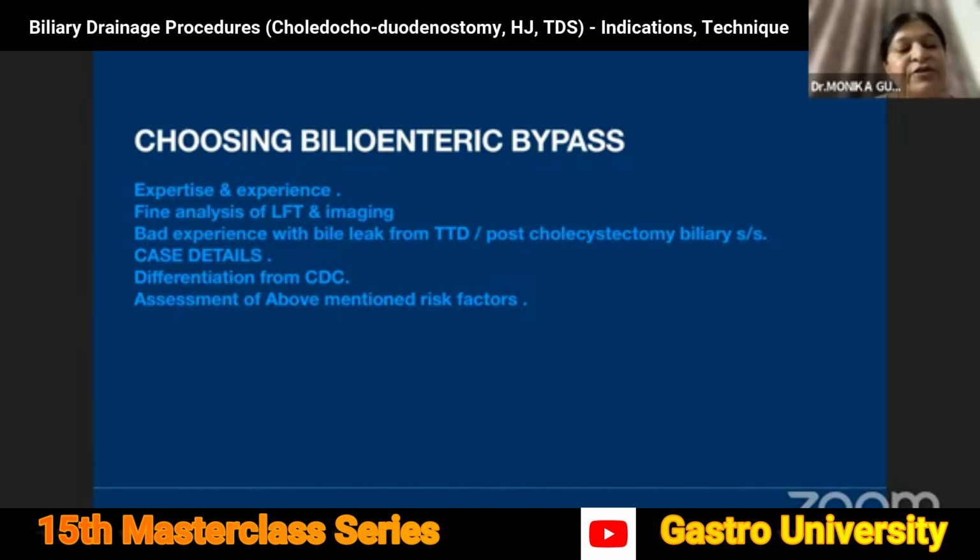One should have good case details, as I said. Differentiation from choledochosis is important. I recently analyzed one article where post-cholecystectomy dilated CBD was the question. So routine dilatation versus choledochosis was the discussion, and definitely stone versus choledochosis is a big discussion in our GI surgery practice. So one should differentiate it from choledochosis with the help of imaging and history criteria. Assessment of the above-mentioned risk factors should be done.